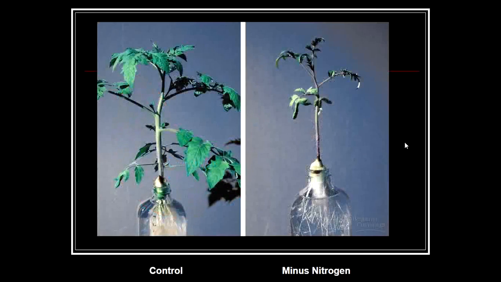This is one example of what happens when you don't have the elements that you need. This is a plant that's in a good environment, and in this environment, they don't allow nitrogen in. And look at the difference in the two plants.